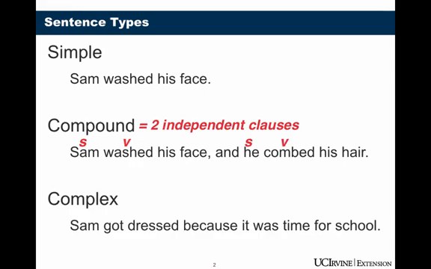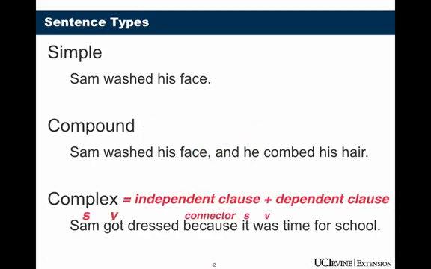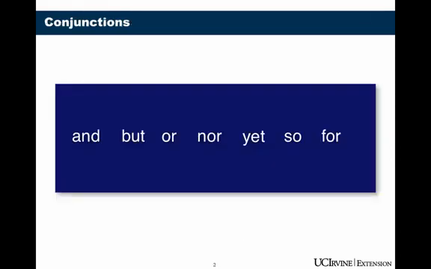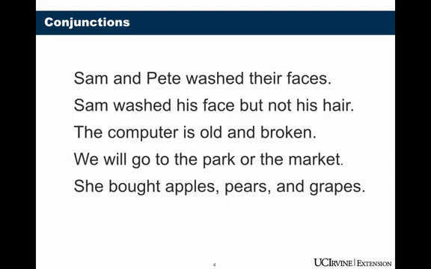Those 2 independent clauses are joined together, and one way to join them is with a conjunction, like and, and a comma. A complex sentence has one independent clause and one or more dependent clauses. Here are the conjunctions that we're talking about in this lesson. These are called coordinate conjunctions, and there are 7 of them: and, but, or, nor, yet, so, and for. Those conjunctions help us to connect things.